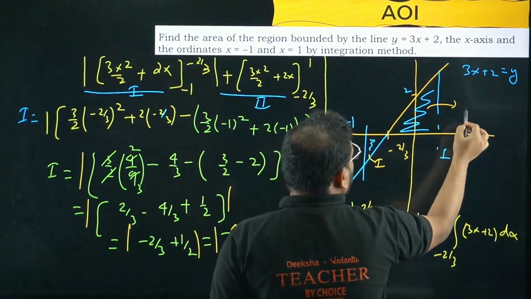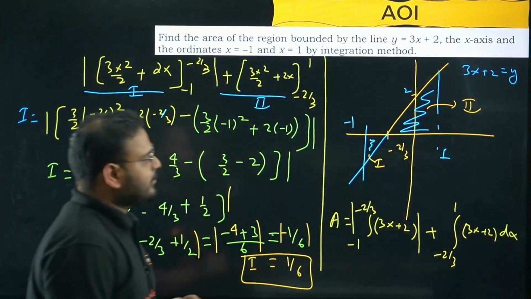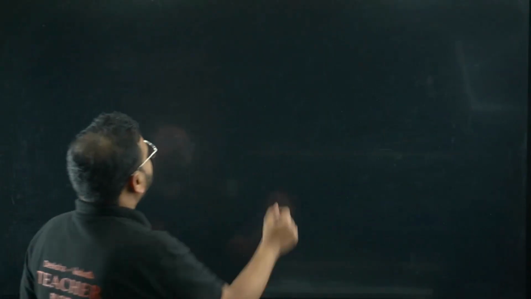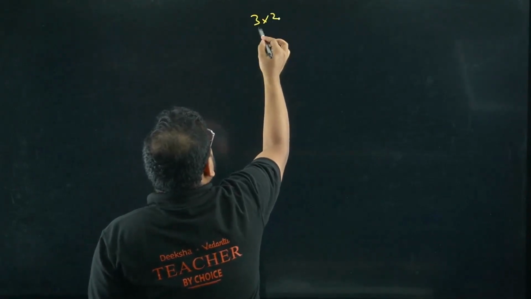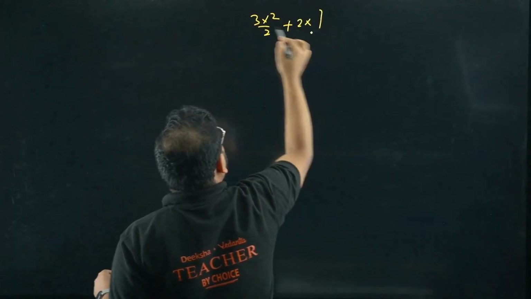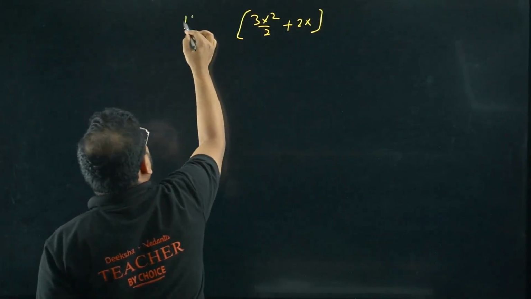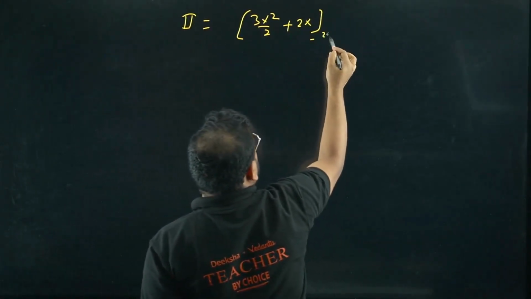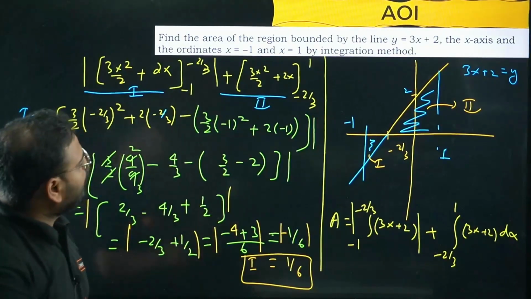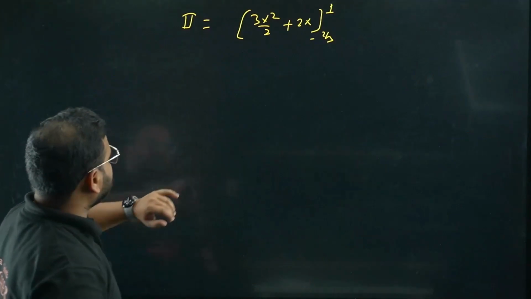This is your part 2. Okay, part 1 and part 2. Part 1 is coming as 1 by 6. Part 2 you can do now. What do we have? 3x square by 2 plus 2x from where to where? This is part 2 again, from minus 2 by 3 to 1. Please check, minus 2 by 3 to 1. 3x square by 2 plus 2x we have.